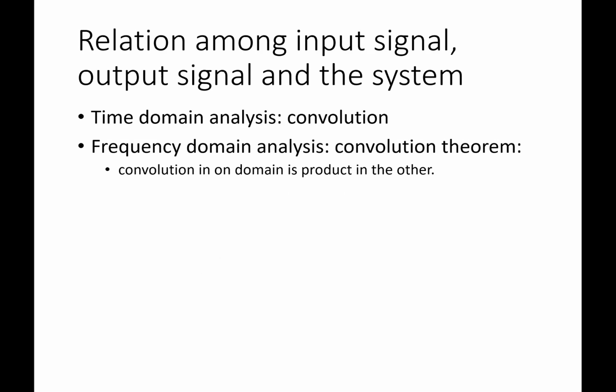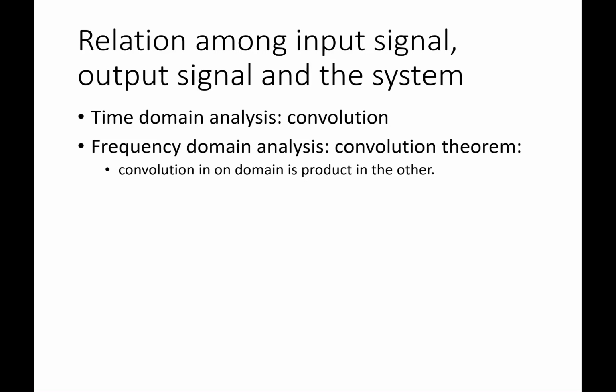And the relationship between the input signal, output signal, and the system, if you just do it in the time domain without any Fourier operations, you are going to use convolution. The output is the convolution of the input signal and the system's impulse response. And in the frequency domain, we have the convolution theorem. Actually, we are still doing the convolution in the time domain, but we want to convert it into the frequency domain and convert the result back to the time domain.